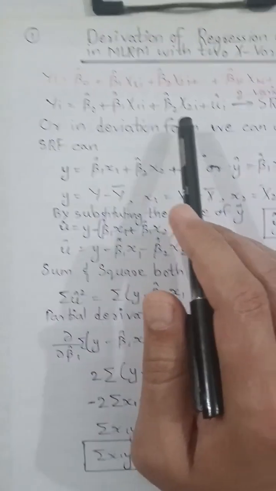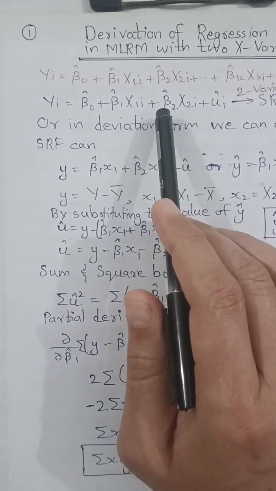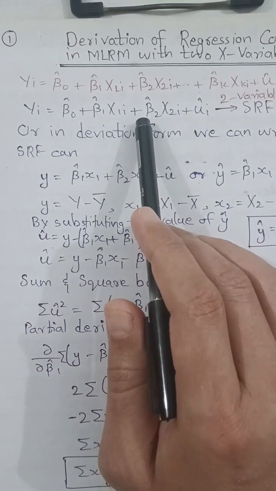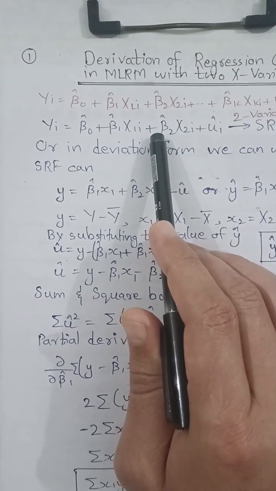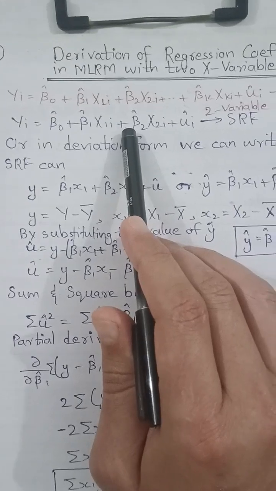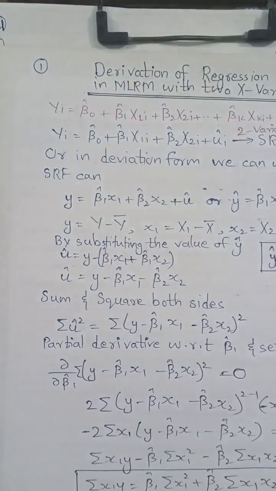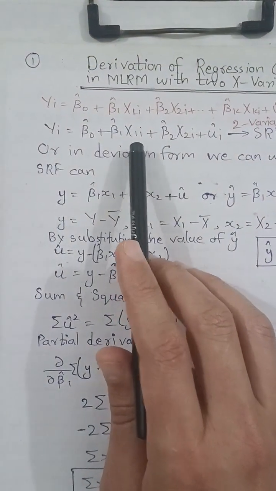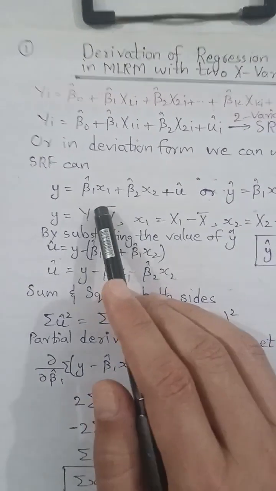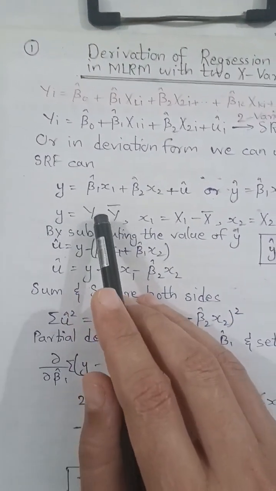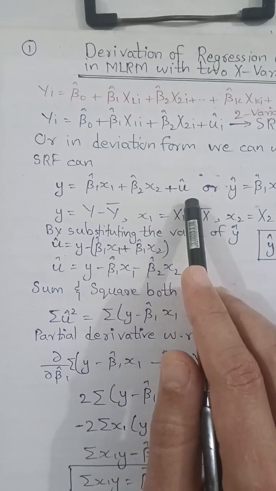We can write this sample regression function in the deviation form. Remember that this sample regression function is in the actual form. It is in the raw form because we do not do any transformation on this equation. So when I make transformation into the deviation form, we get the deviated form of sample regression function, which can be written as small y equals beta 1 hat small x1 plus beta 2 hat small x2 plus u hat.